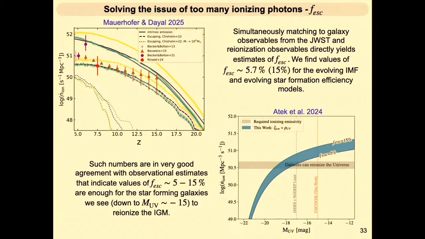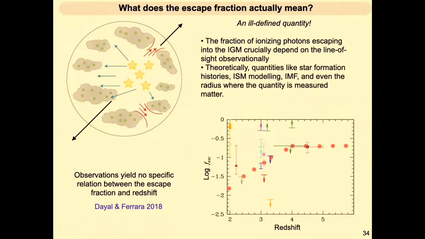And what they are showing is that for escape fractions as low as 5%, in principle, we have detected enough galaxies that can provide enough ionizing photons to reionize the universe. So you would say, okay, it seems there's no overproduction crisis. Reionization is going as per plan.